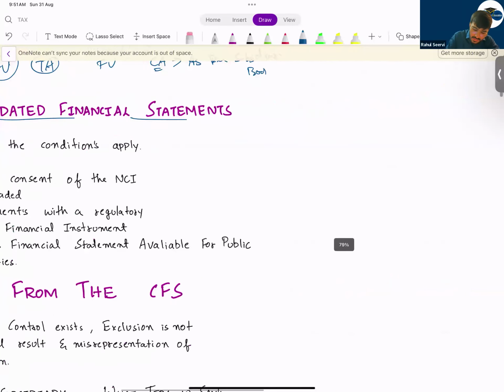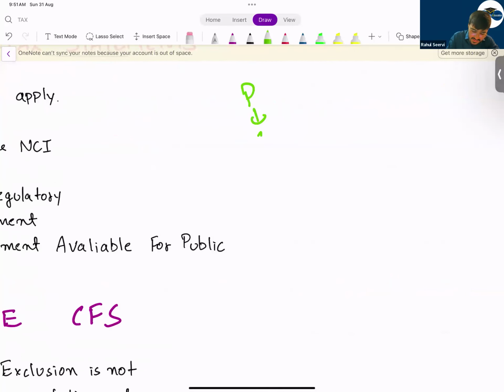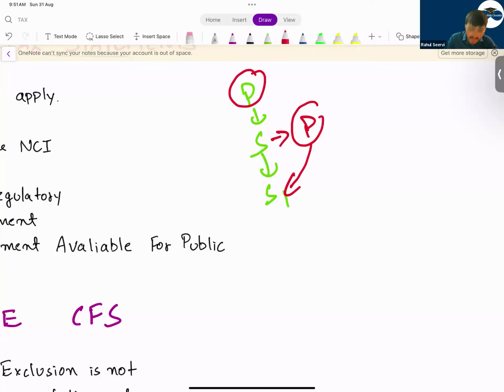See here now, a parent company is there, and this parent has a subsidiary. Now can I say this subsidiary will also have a subsidiary? In that case, this subsidiary will become a parent. Now, this parent company will prepare consolidated books. Can I say this parent company also should prepare consolidated books?